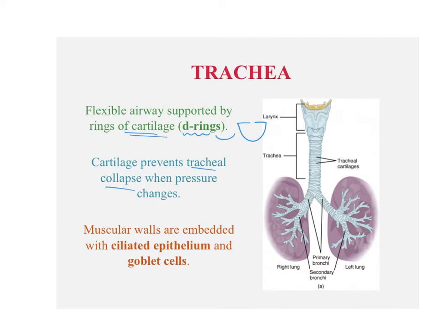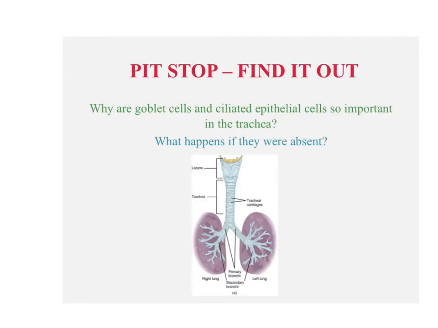And the trachea has got muscular walls, okay? So it's a contractile tissue that have got both ciliated epithelium and goblet cells. And I want you to think and do some research for a couple of minutes as to why goblet cells and ciliated epithelial cells are really, really important in the trachea and what would happen if they were absent. So pause, I want you to spend 5 minutes on this, finding this answer out, and then play again when you're ready.